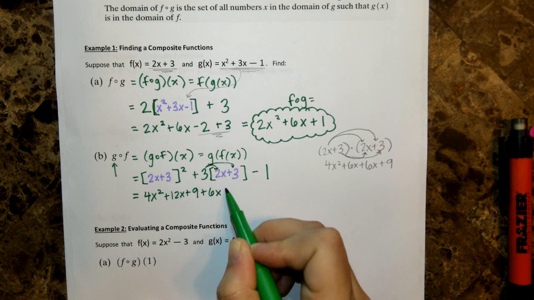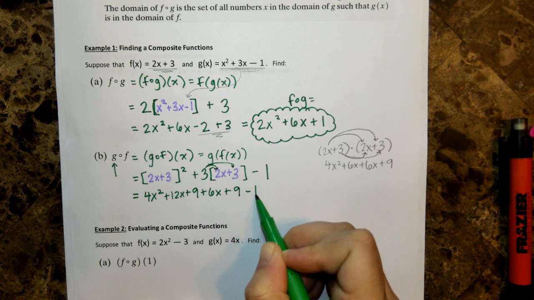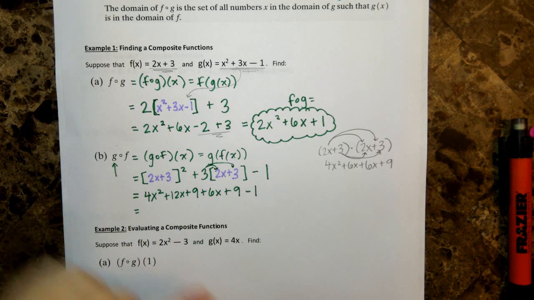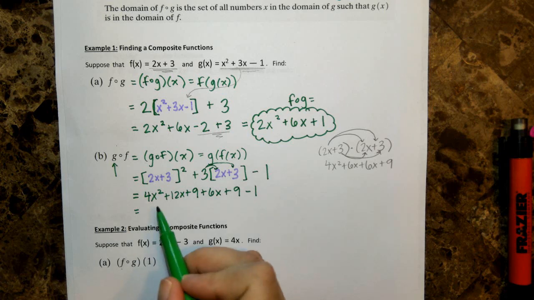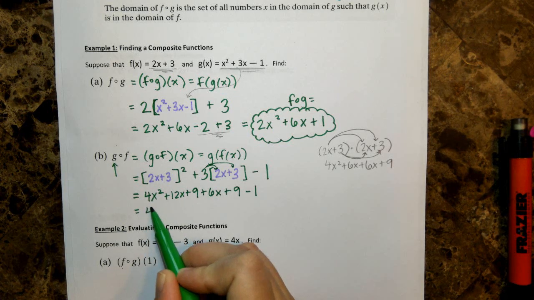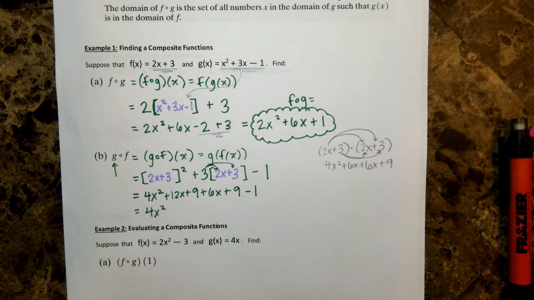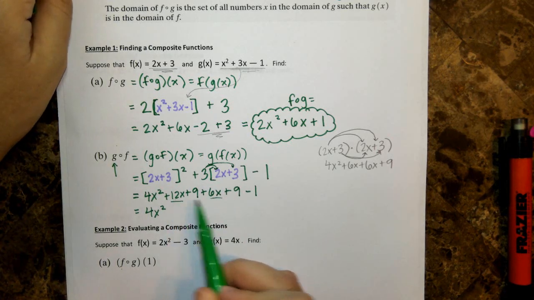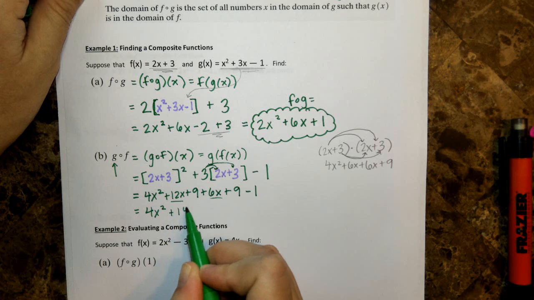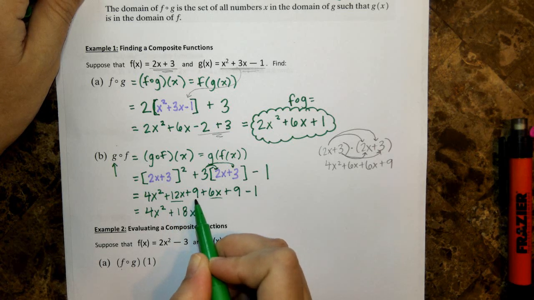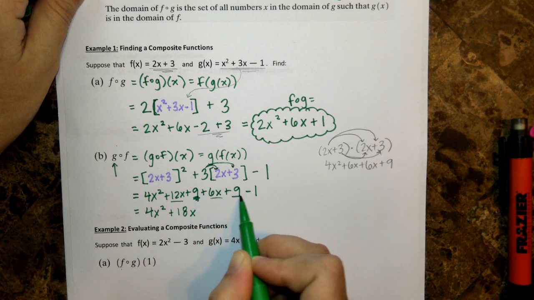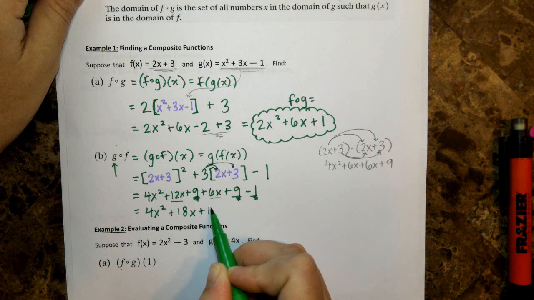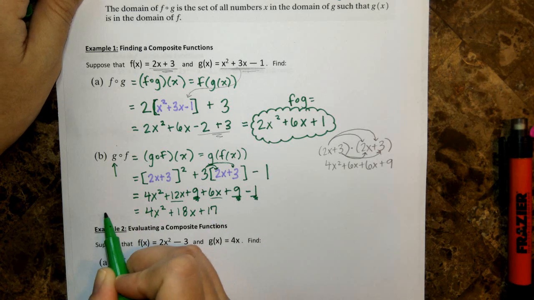Positive 3 times 3 is positive 9, and then we have this minus 1 on the end. And then our last part would be to simplify by combining any like terms. There's no other x squared term, so I'm just going to bring that down. There is a 12x and a 6x. Those are like terms, so 12x plus 6x is 18x. And then we have a 9 plus a 9, which is 18, minus a 1 is 17. And there would be our full answer.